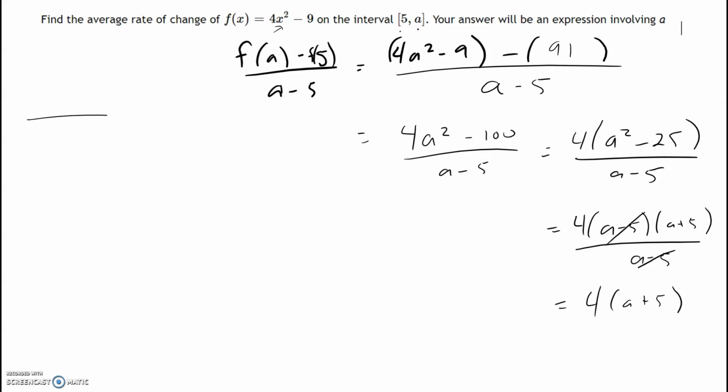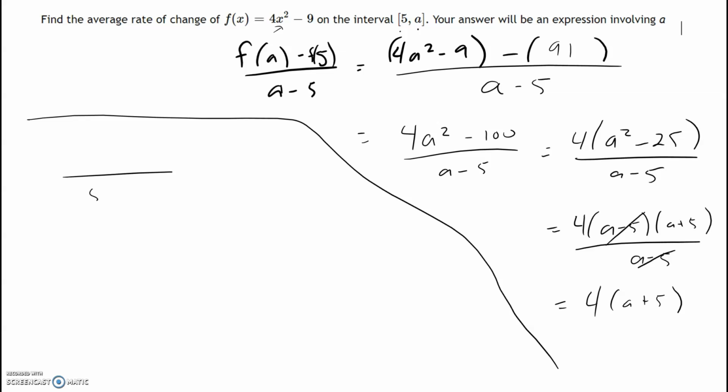Now, if you do it the other way, I can't remember which way you did this, but if you do it the other way, you can get the same answer. That is, if you let the denominator be 5 minus a. In other words, if you just switch your endpoints around, then you're looking at this. But you should get the same answer, so let's find out.